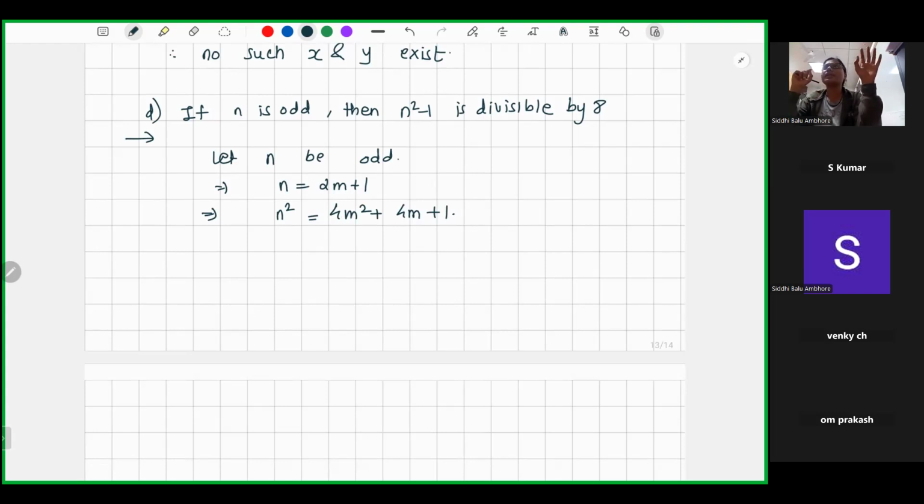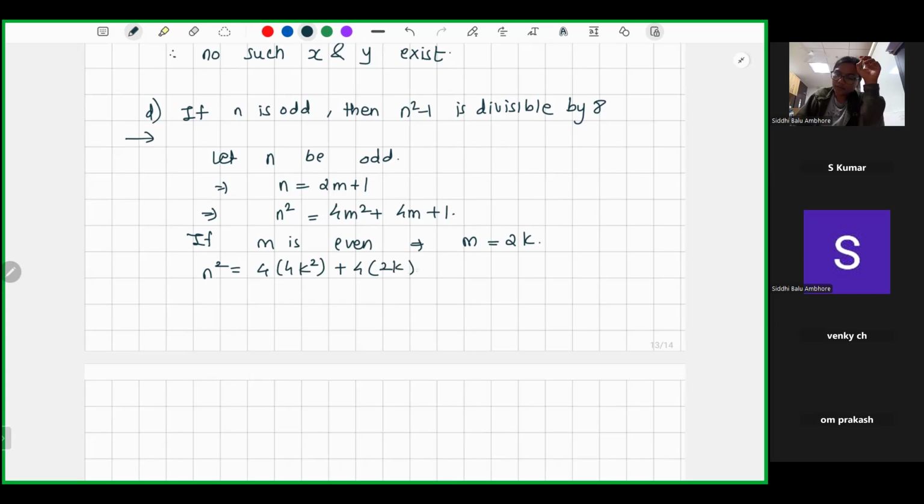Now we have to check whether 8 divides n square minus 1. See, if this m is even, then m is some 2k. So n square is equal to 4k square plus 4k plus 1. Okay, so 8 definitely divides this.